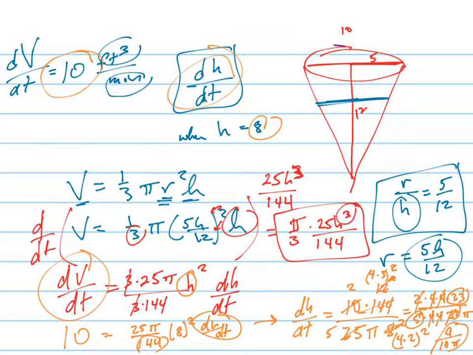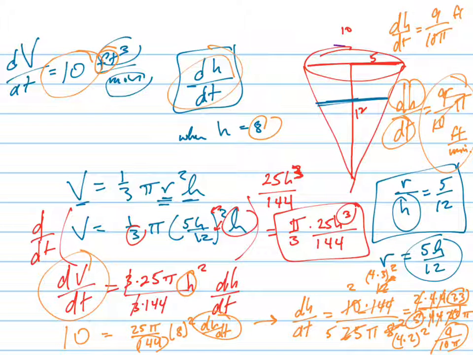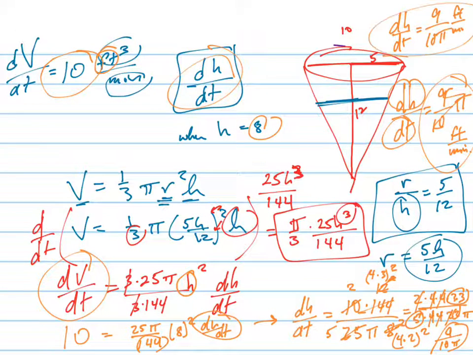So 9 over 10 pi is your change in height. So dh/dt is equal to 9 over 10 pi feet per minute, because it's a change in height over time. Unless I made a mistake somewhere, there's your answer. Actually, I wrote this wrong here. The answer is dh/dt equals 9 over 10 pi feet per minute.